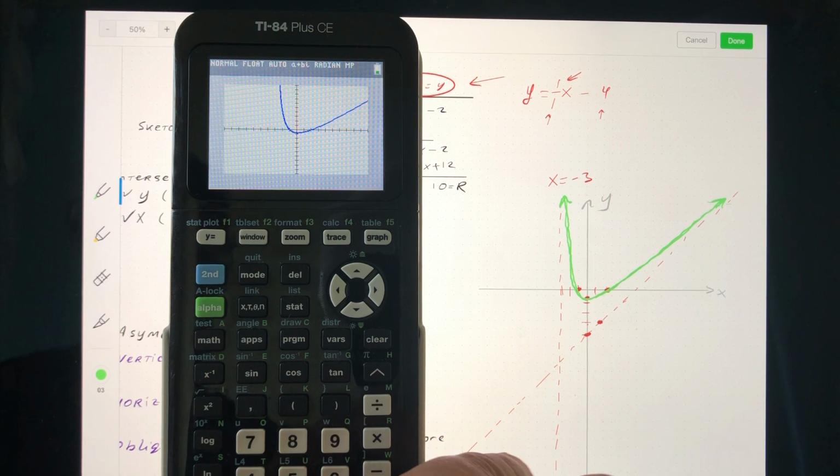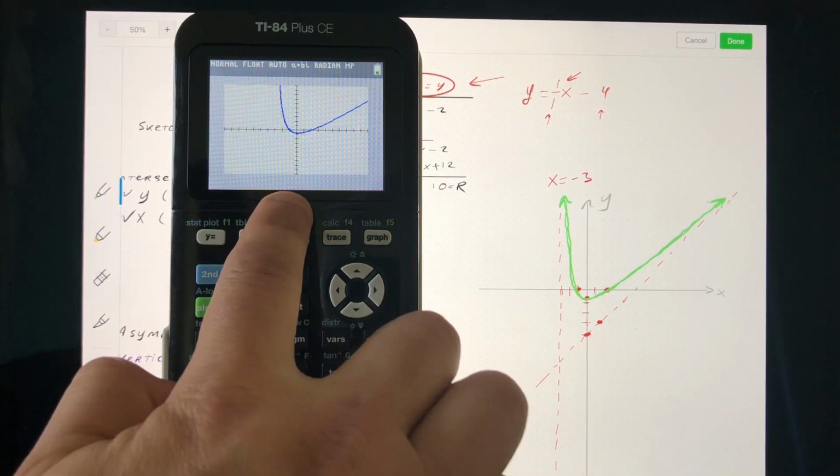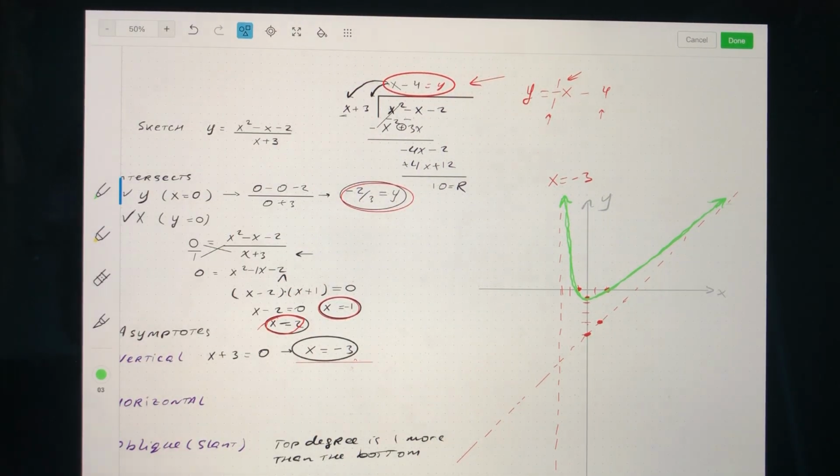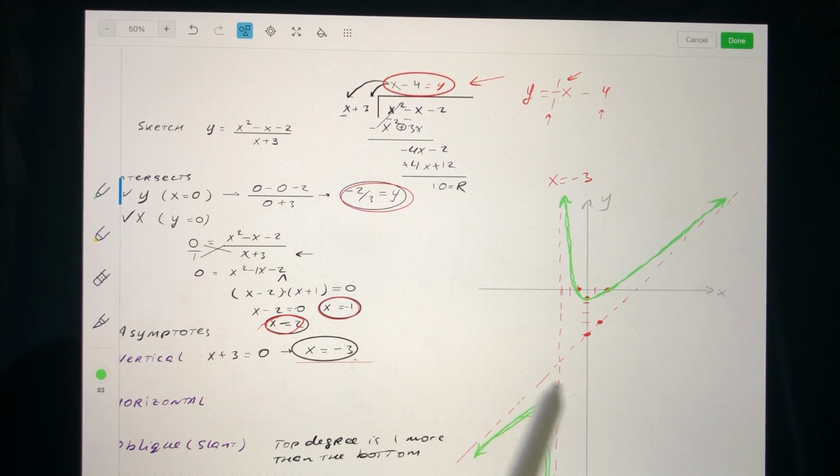But there is another piece that is below that we're not seeing. Now that piece is going to go like this, and it'll get close to our asymptotes. And we're not seeing it on our calculator because our calculator goes from negative 10 to 10, negative 10 to 10. And this part is below negative 10. So we're not actually seeing it on the calculator.